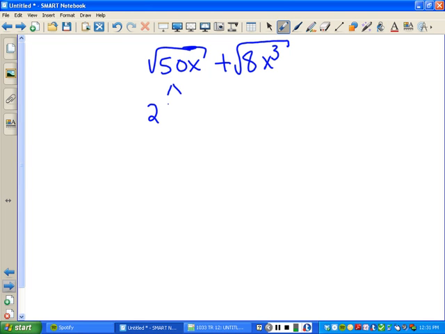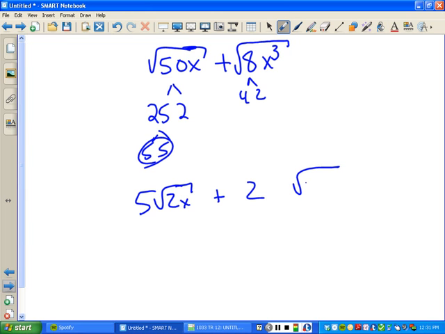50 is 25 times 2. 25 is 5 times 5. JD, did you do that? Yes, I did. And you got 5 squared, it's 2x. Yes, sir. All right, good. And then you wrote down the 8. Yes, sir. And you got 4 times 2. And then you got a square root of 2 there, right? No, I got 2x. Okay, so you got 2x square root of 2x.